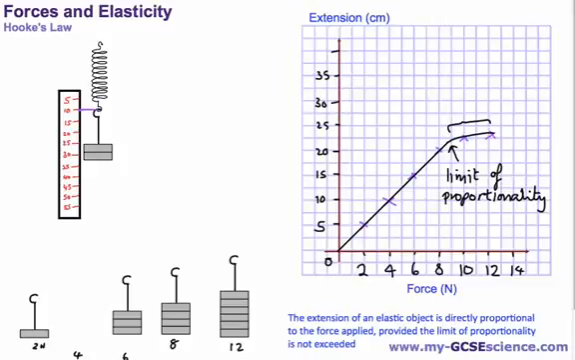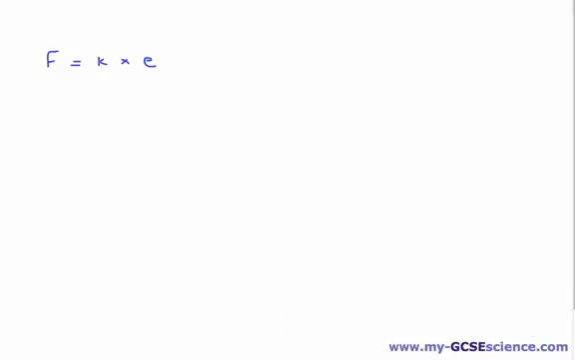And the last thing I want to look at is the actual formula that we're given that goes along with this graph. It goes a bit like this, and you will be given this in the exam on the formula sheet. But this is force is K times E. Now the force, quite simply measured in newtons. K is what we call the spring constant.